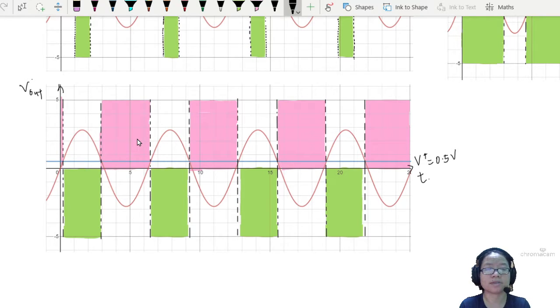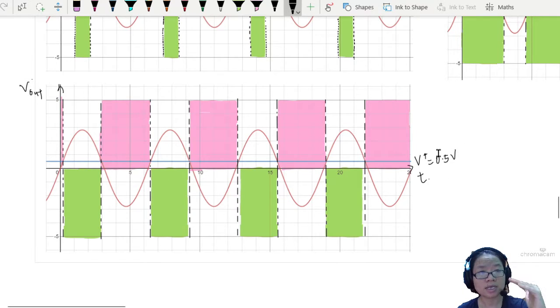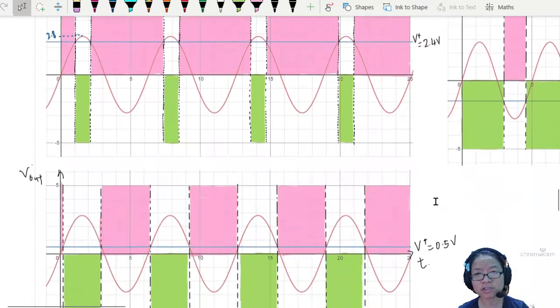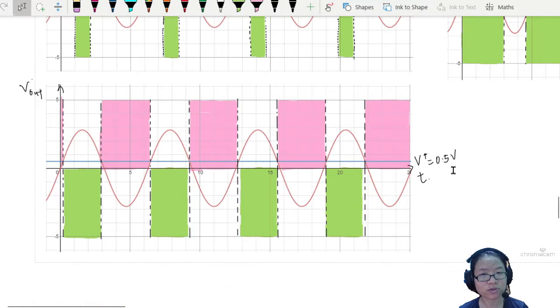So here are two ways they can ask. Number one, they could ask like the way I've asked. State and explain the effect of decreasing the non-inverting input from 1.5 volt to 0.5 volt on the red LED. So if V plus decreases, it means the time for the output to be positive will be less. That is one way they can ask.